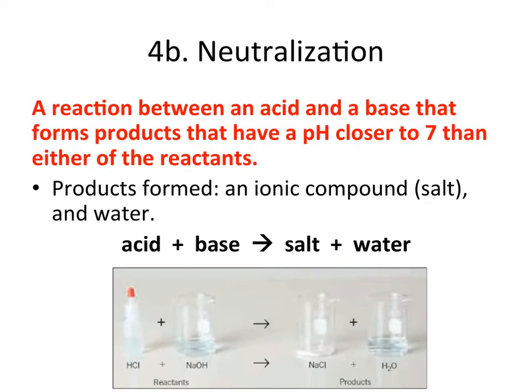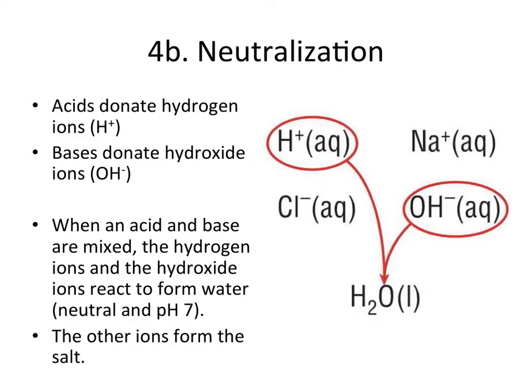Now, a subset of double displacement reaction is neutralization reaction, where an acid and base form products that have a pH that are closer to 7 than either of the reactants. Remember, an acid has a lower pH from 0 to 6.9, really, and a base has something greater than 7, 7.1 to 14, for example. We create an ionic compound, which is just called a salt, and then we also create water. So how do we create water? And this is the interesting part. Let's say, for example, we had HCl acid, aqueous, reacting with NaOH, aqueous.